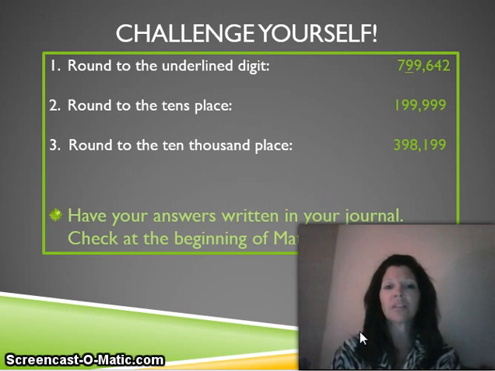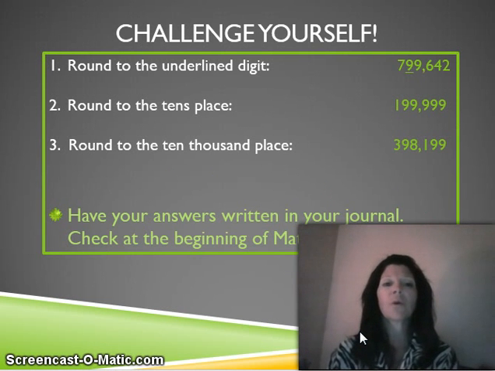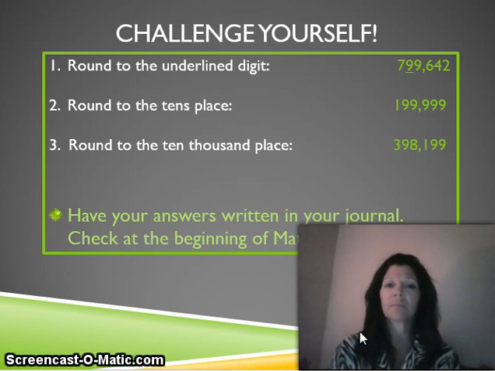All right, think about these challenge problems for tomorrow. Round to the underlined digit, round to the tens place, round to the 10,000s place. Now I want you to think about those. Write your challenge answers in your journal and make sure you have those at the beginning of math class tomorrow, and you can check those.